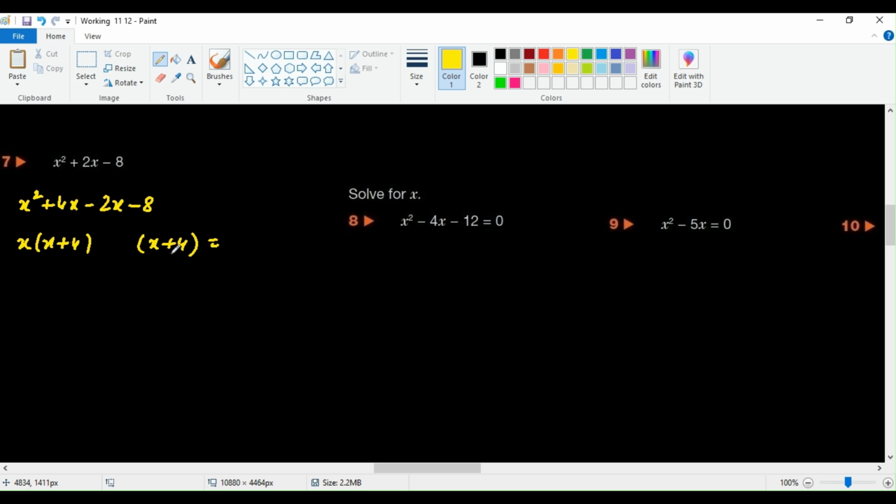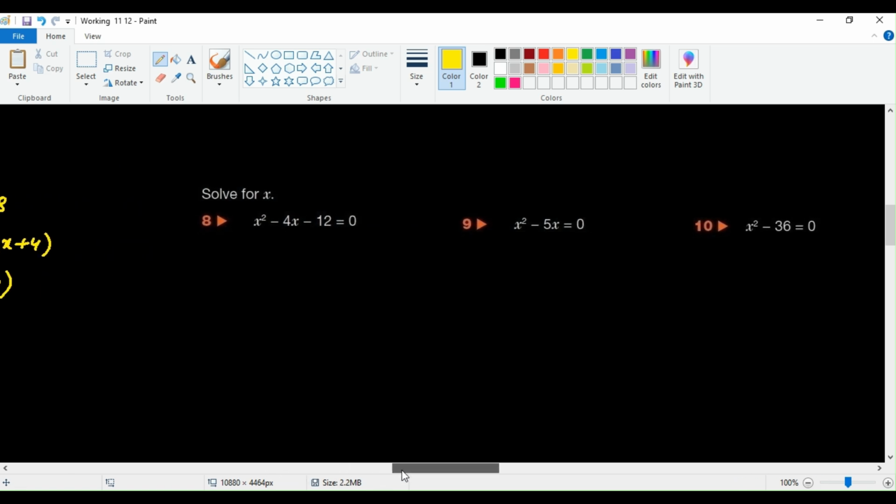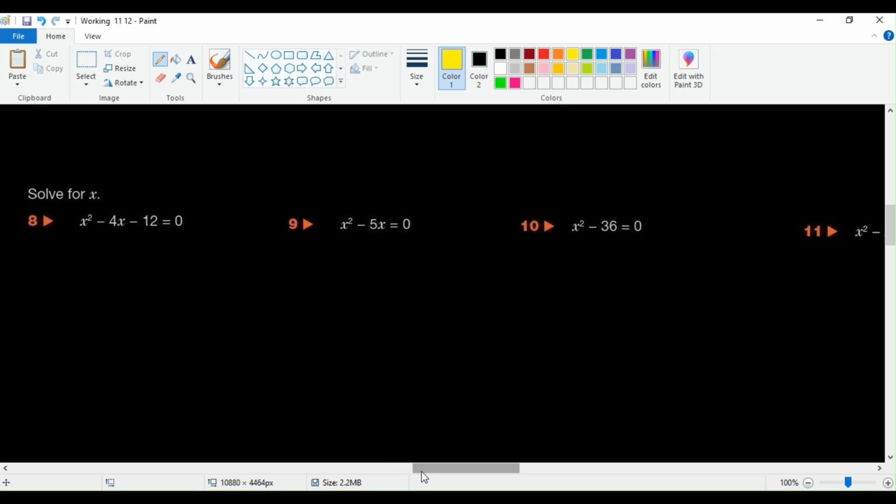And in here I will write minus 2. So (x minus 2)(x plus 4), when multiplied together, gives you x squared plus 2x minus 8. Moving on to the next question.